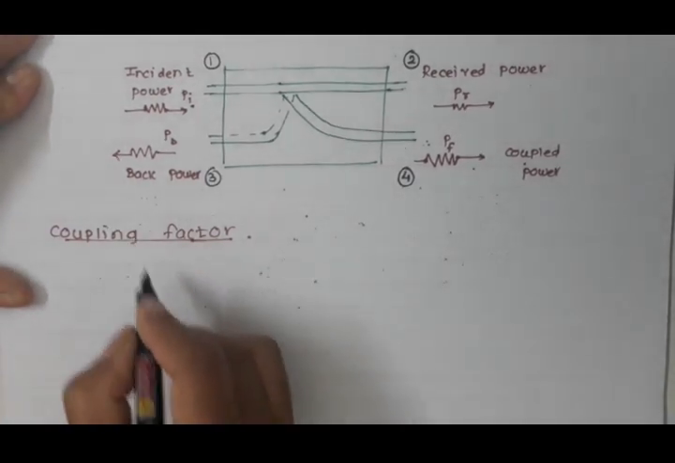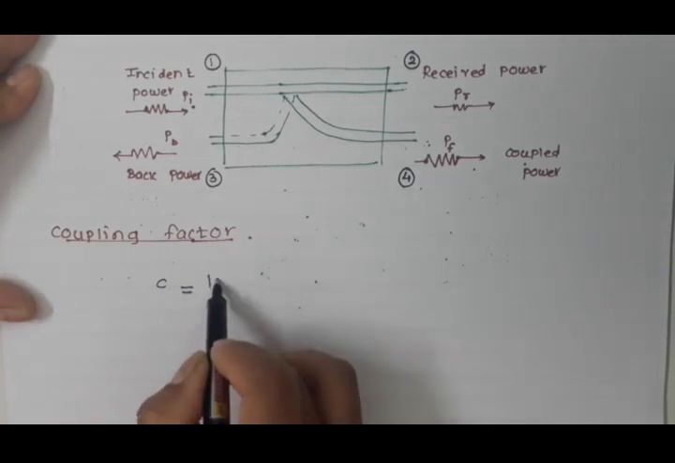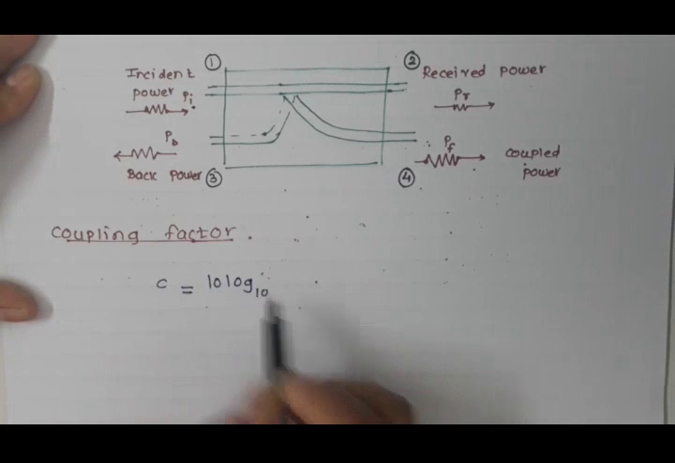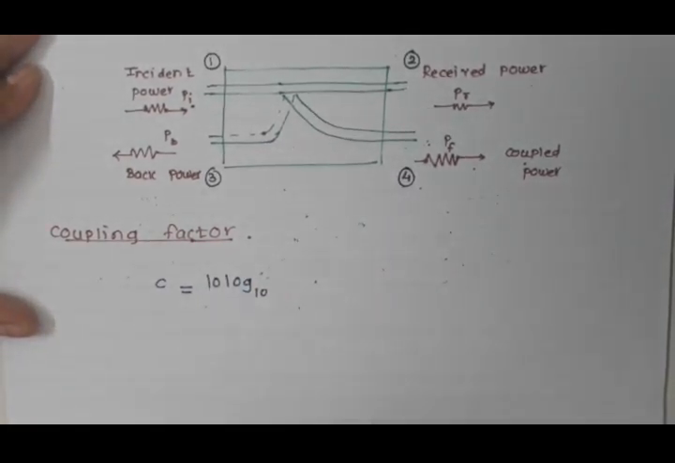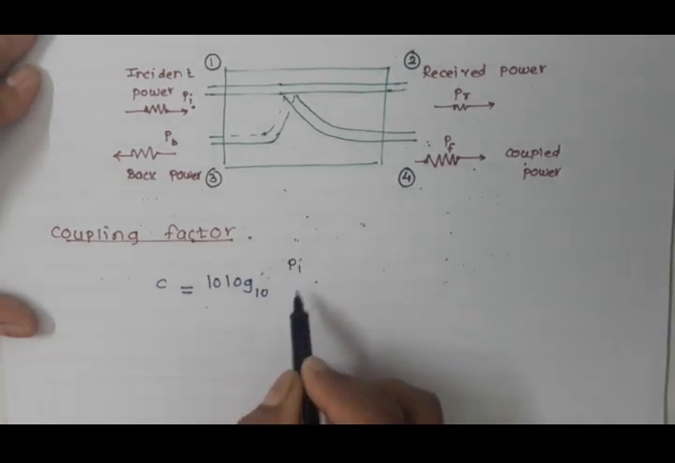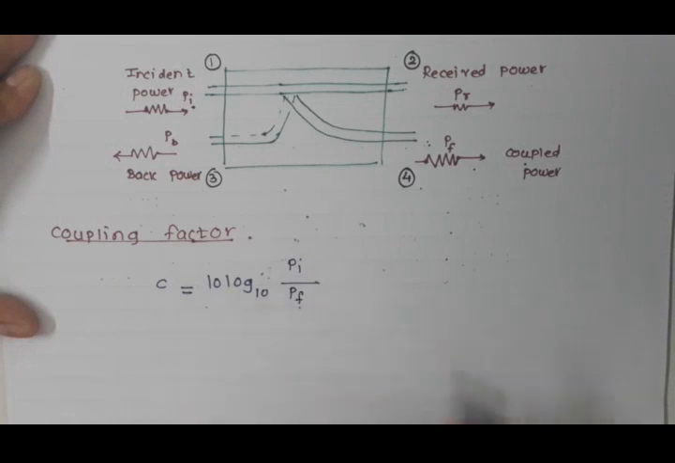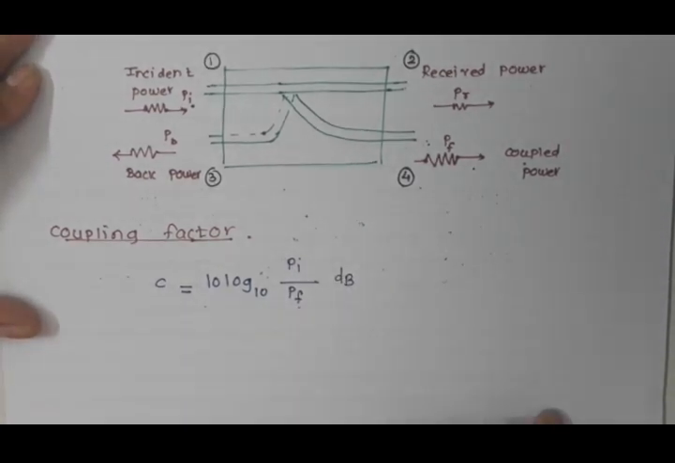So here the coupling factor will be calculated: how much amount of power will be coupled to port number 4. Its coupling factor is C = 10 log to the base 10 of Pi, that is incident power, to the forward power. So this will be in dB. This is the first parameter of your directional coupler.